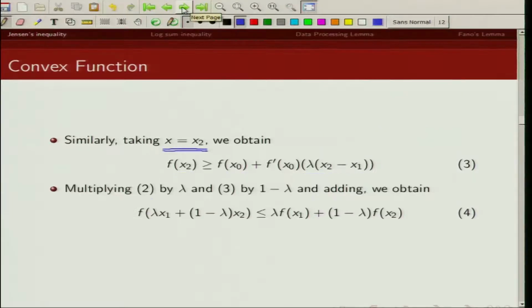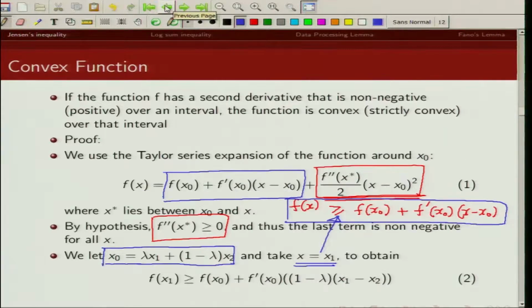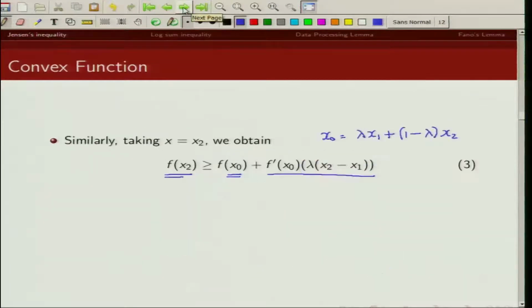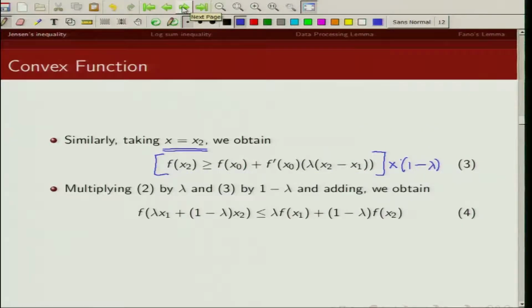Okay. Now what I am going to do is multiply this expression by 1 minus lambda, and this expression I am going to multiply by lambda. So equation 2 I am going to multiply by lambda, and equation 3 I am going to multiply by 1 minus lambda, and then I am going to add them up. So if I do that, what I get here is f of x naught is less than or equal to lambda times f of x1 plus 1 minus lambda times f of x2.